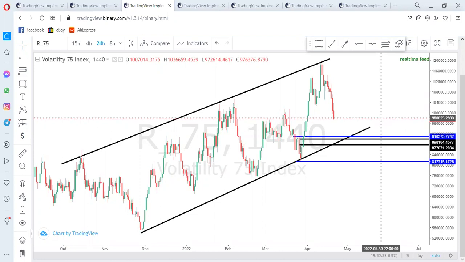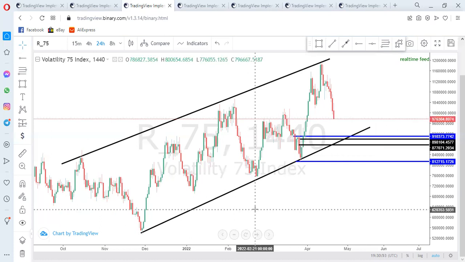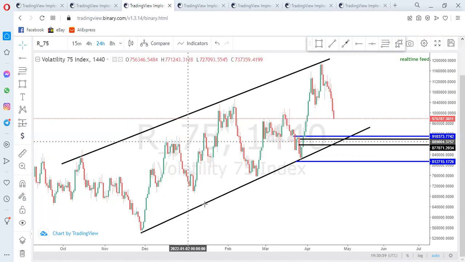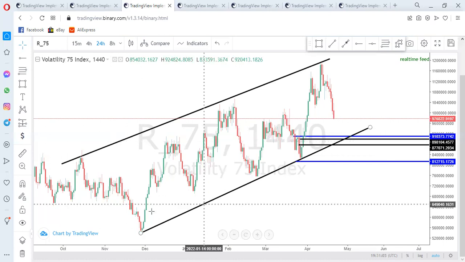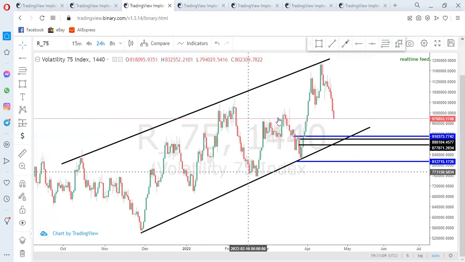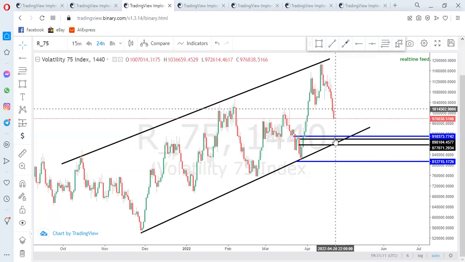Very fast, I'm going to be taking us through top-down analysis on Step Index and VIX 75. What we are expecting in a few hours to come, or probably tomorrow, I'll be doing a top-down analysis. Firstly, I'll be starting with VIX 75. If you look at my screen at the moment, it is very clear that VIX 75 is trading in a channel, and the price has been actively creating higher high, higher low, higher high, higher low, higher high, and coming back to create another higher low.